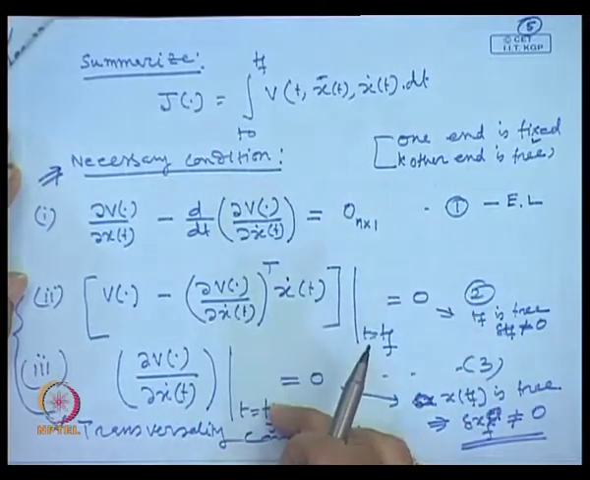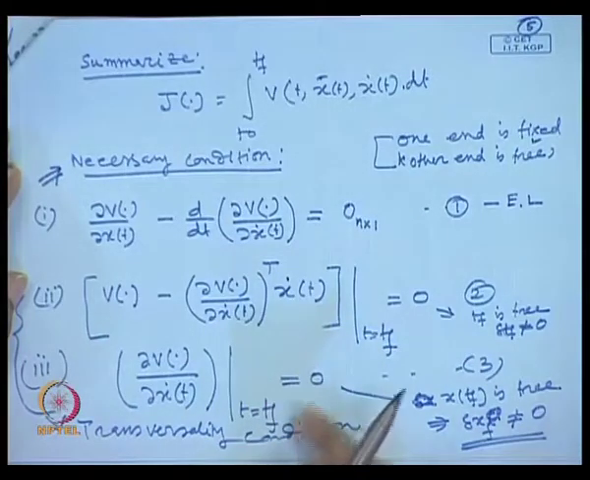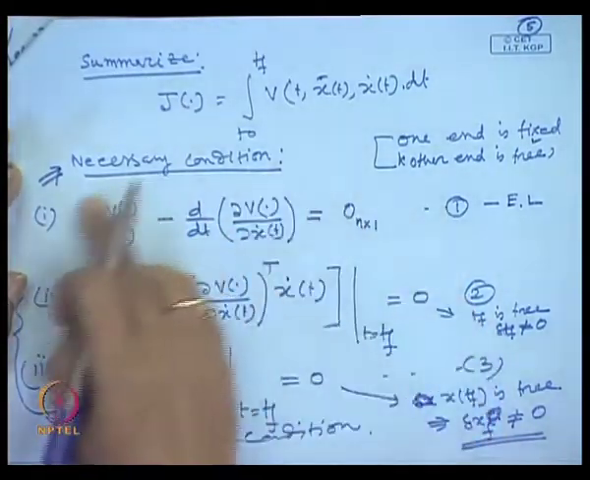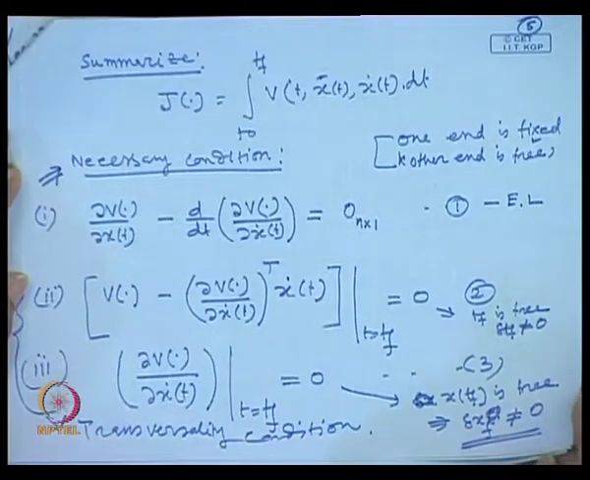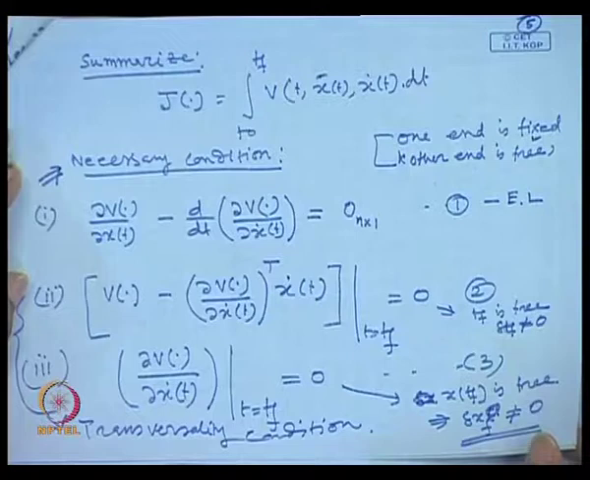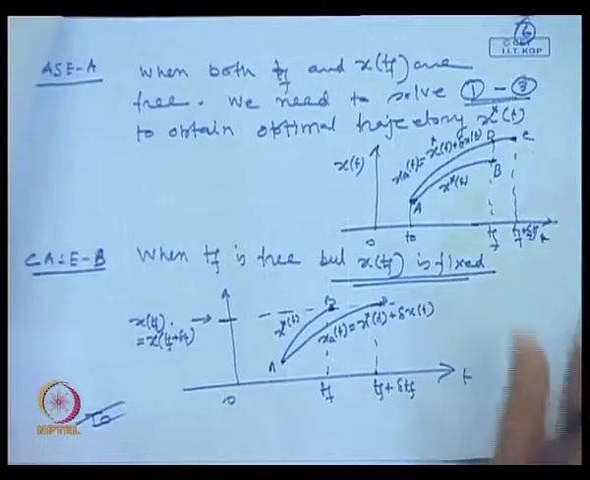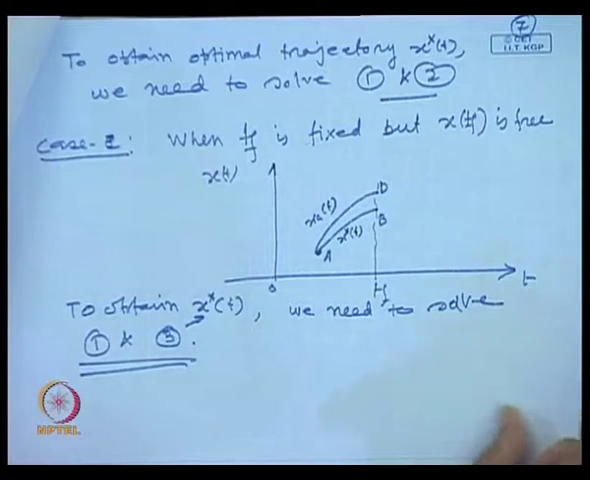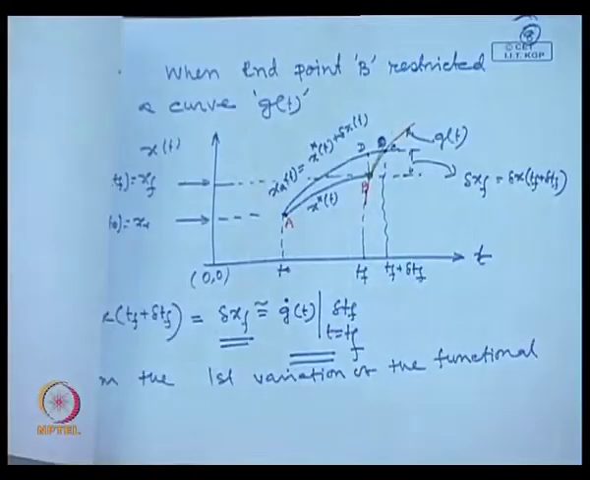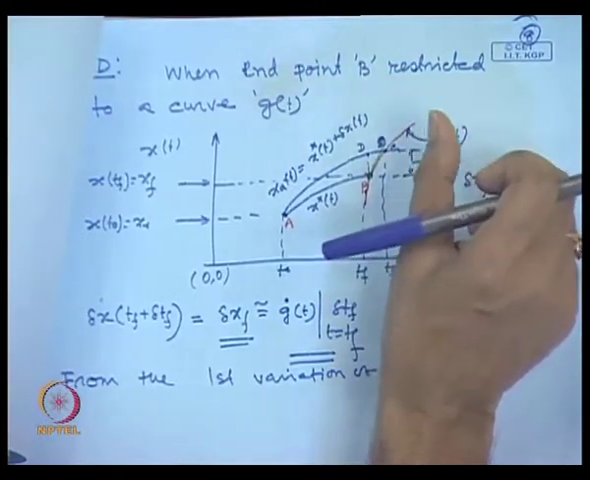When both are free, that means x(tf) is free and tf is free, then we have to solve the Euler equation in addition to the two boundary conditions, and these two boundary conditions are called the transversality conditions. We have seen this, and we have considered the different cases, case A, B and C, and correspondingly the Euler-Lagrange equation you have to solve and the corresponding boundary condition.